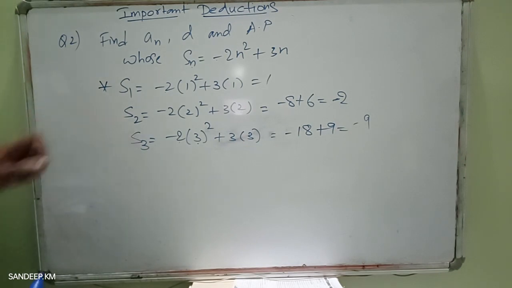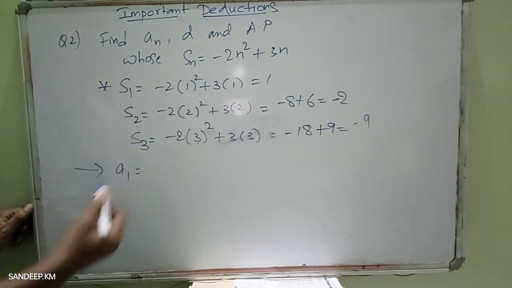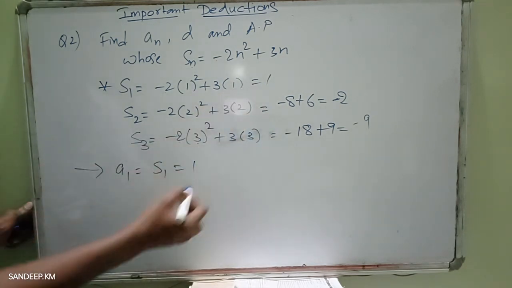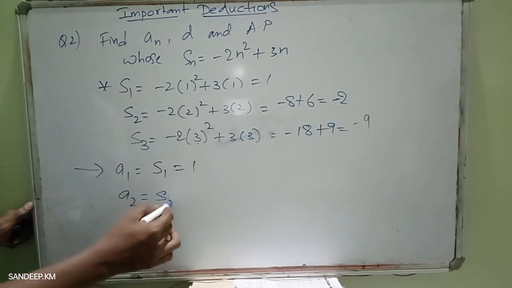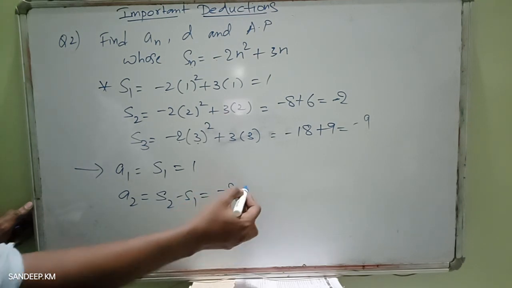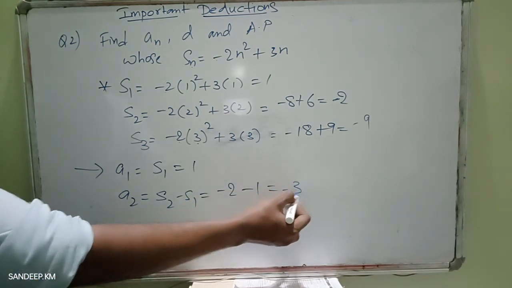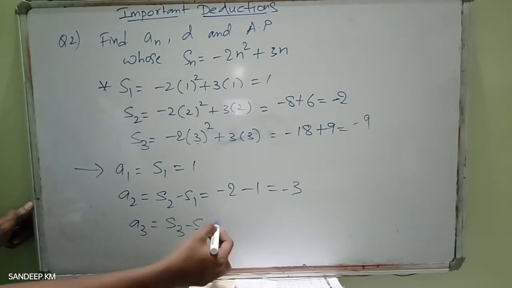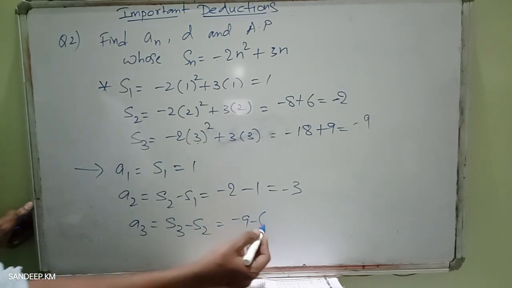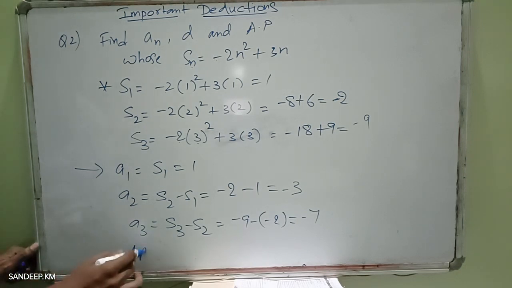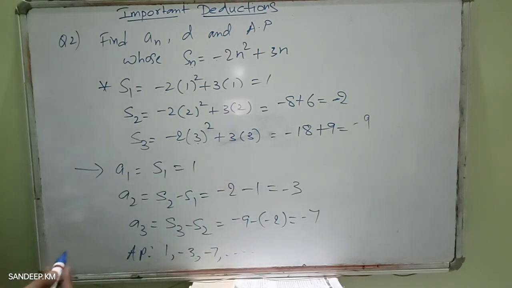I got S1, S2 and S3. Now I can find A1. A1 is equal to S1, as we have discussed before, which is equal to 1. A2 is equal to S2 minus S1. S2 minus S1 means minus 2 minus 1, which is equal to minus 3. And A3 is equal to S3 minus S2. So S3 is minus 9 minus of S2, which is minus 2, and we get minus 7. Therefore, what is the AP, dear students? The AP is given by 1, minus 3, minus 7, and so on.